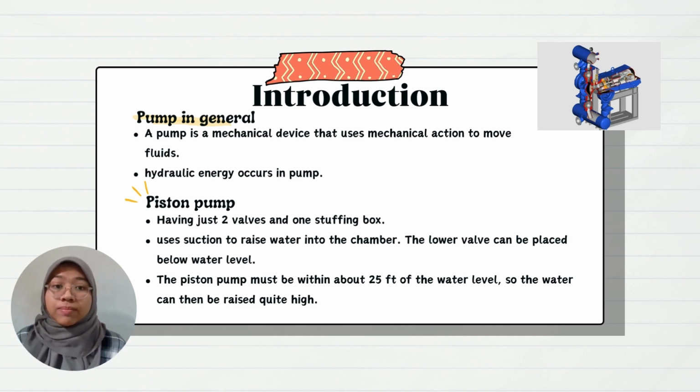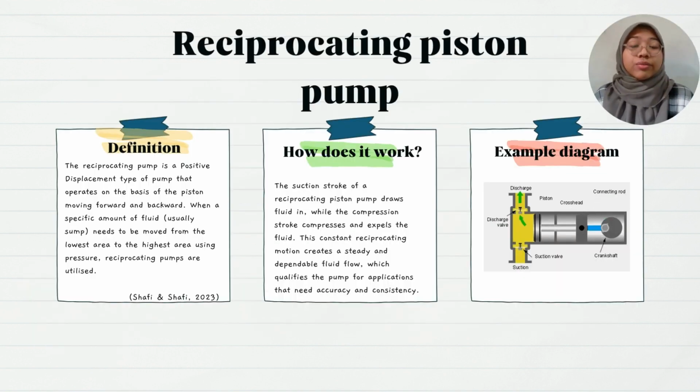Next, the piston pump must be within about 25 feet of the water level, so the water can then be raised quite high. It is to make sure that they can effectively draw and lift water. Having the pump closer to the water source reduces the length of the suction line, making it easier to prime the pump.